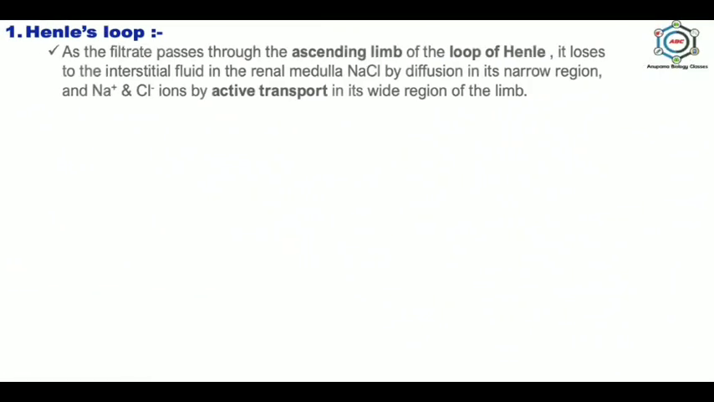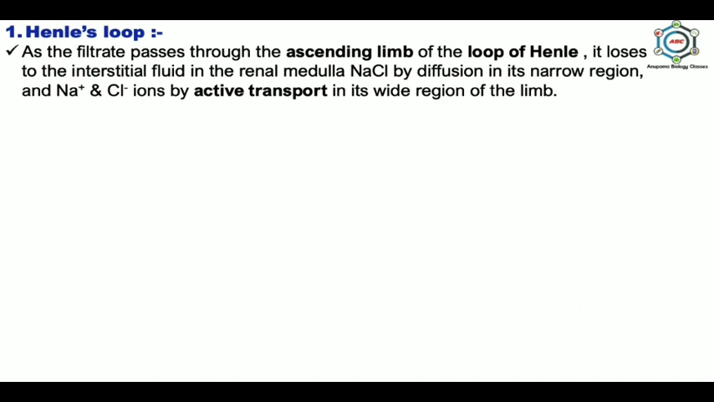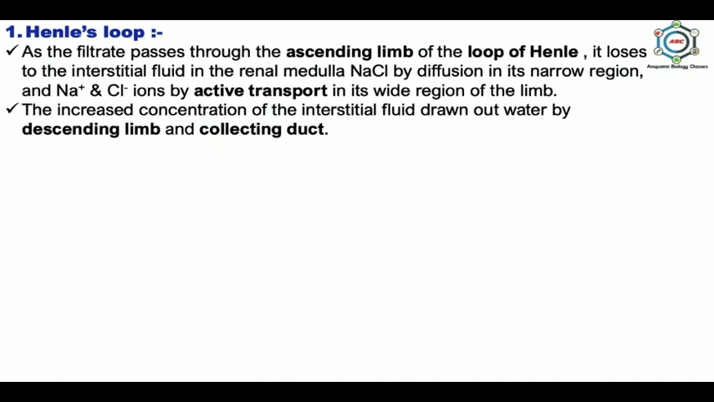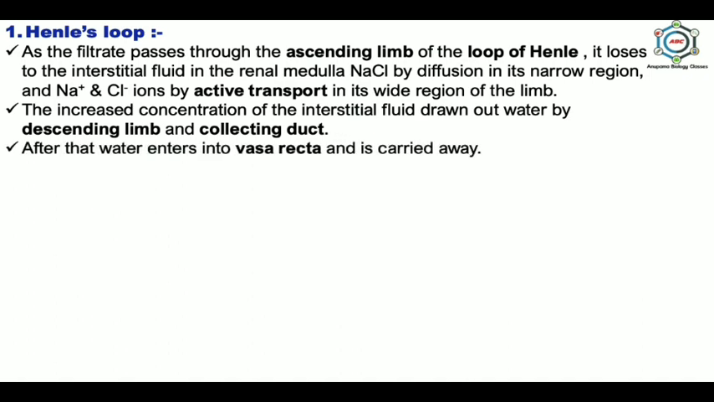Now, the first one, that is the loop of Henle. As the filtrate passes through the ascending limb of the loop of Henle, it loses sodium chloride to the interstitial fluid in the renal medulla by diffusion in its narrower region, and sodium and chloride ions by active transport in its wide region of the limb. The increased concentration of the interstitial fluid draws out water from the descending limb and collecting duct. After that, the water enters into the vasa recta and is carried away.